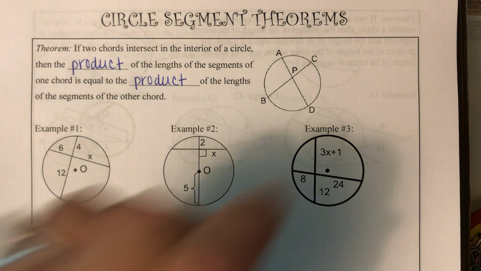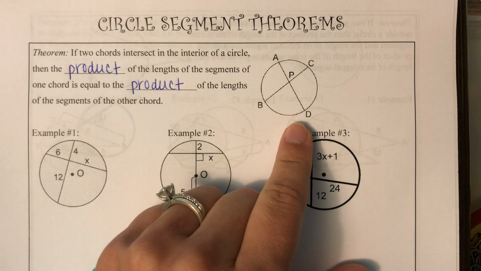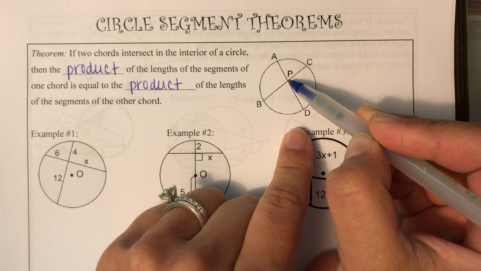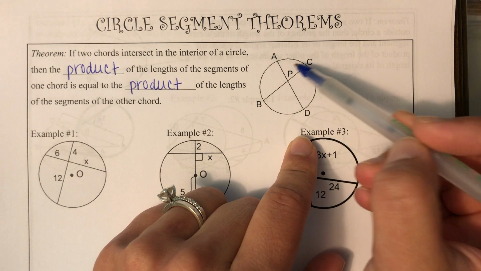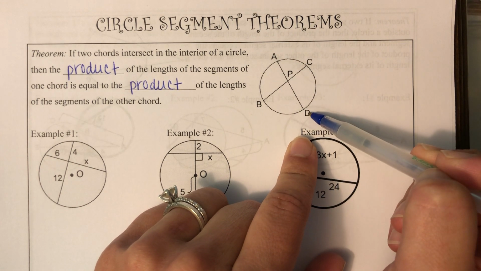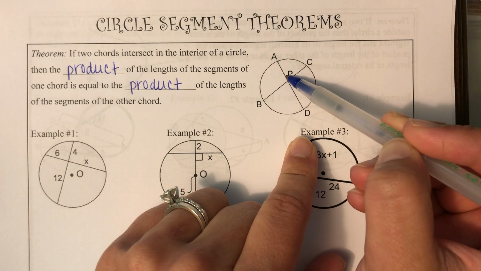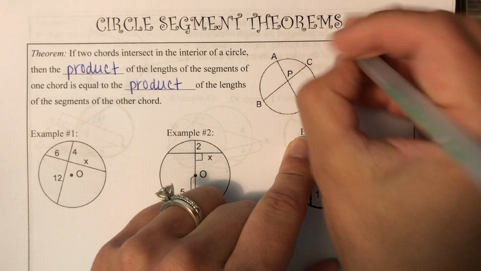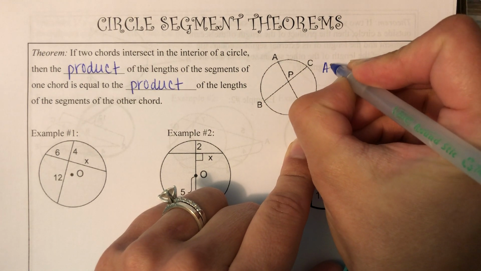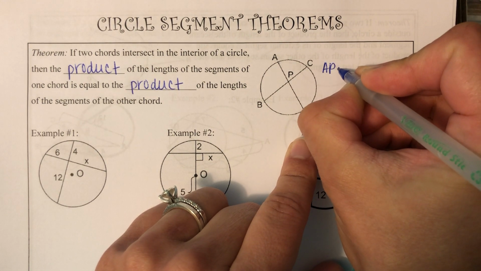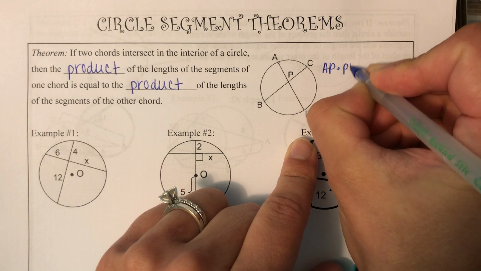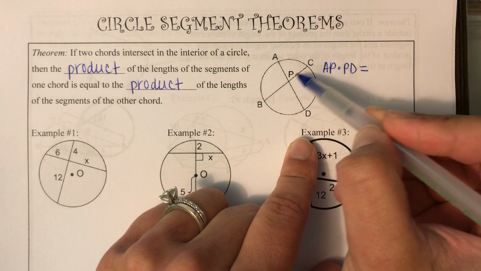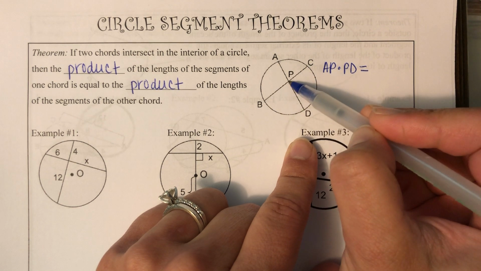So let me show you in the diagram to the right. I have two chords that intersect at P. Let's start with chord AD. It's broken up into two pieces, AP and PD. Product means to multiply. We're going to multiply them together. So AP times PD, that's going to equal the pieces of the other chord, BP and PC.